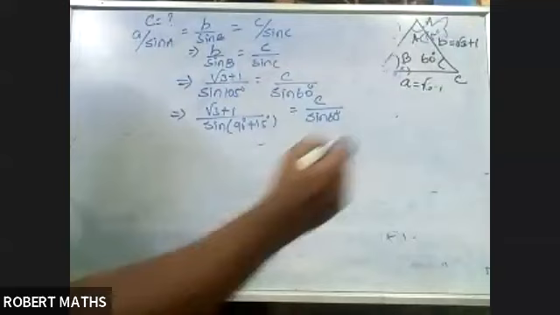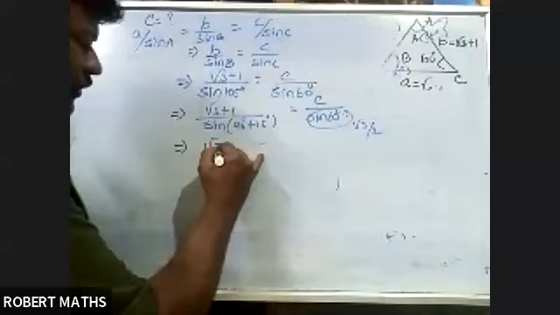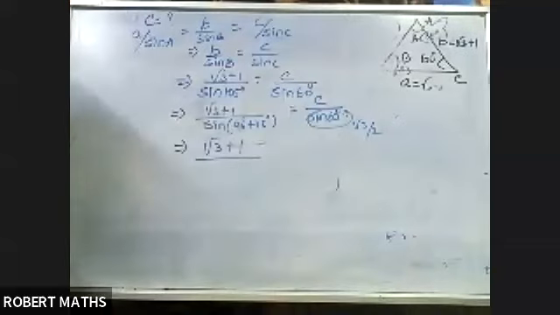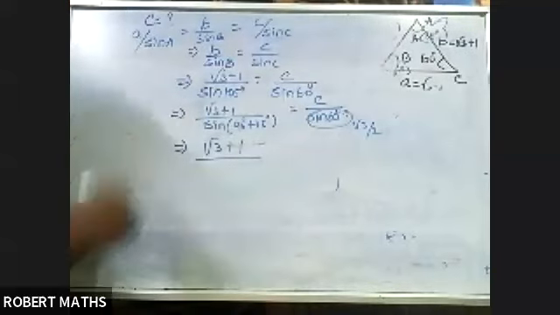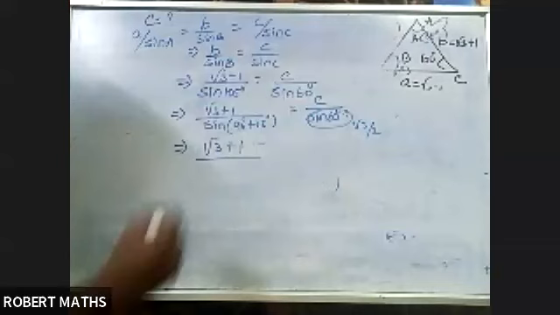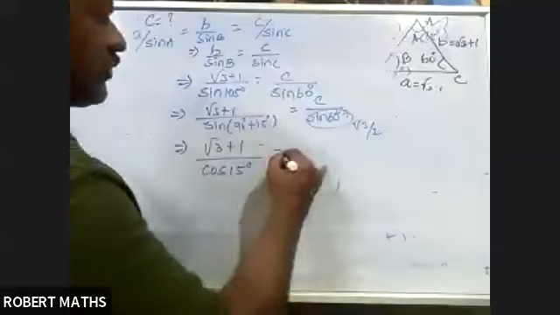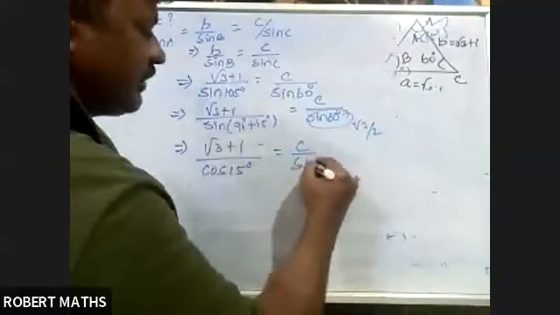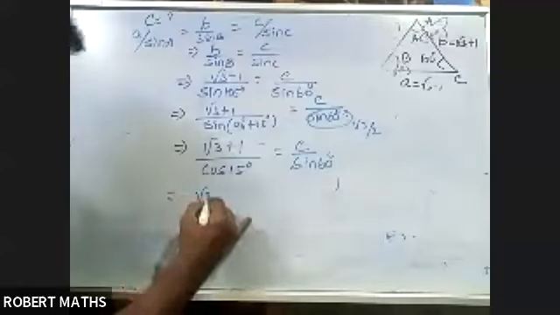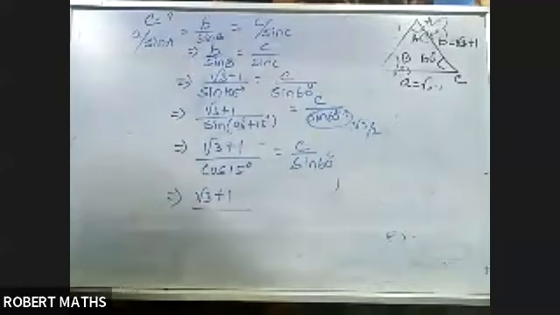Good. Sine of 90 plus theta is in the second quadrant, where only sine is positive. Sine of 90 plus theta is cos theta. In the second quadrant sine is plus, so I can write this as cos 15 degree. Very good. Cos 15 degree, c divided by sine 60 degree. Now I can say this as root 3 plus 1 times cos 15 degree.